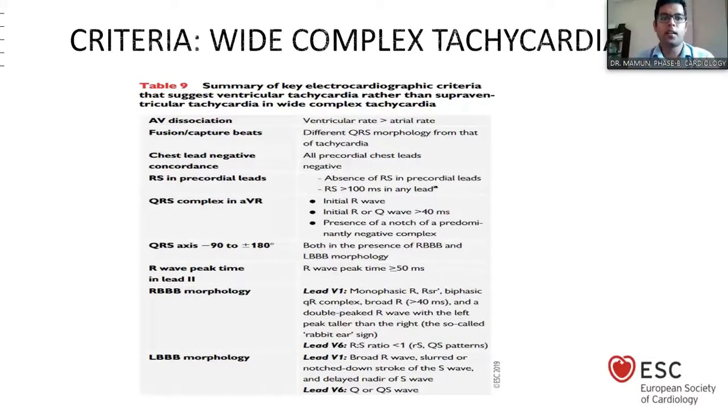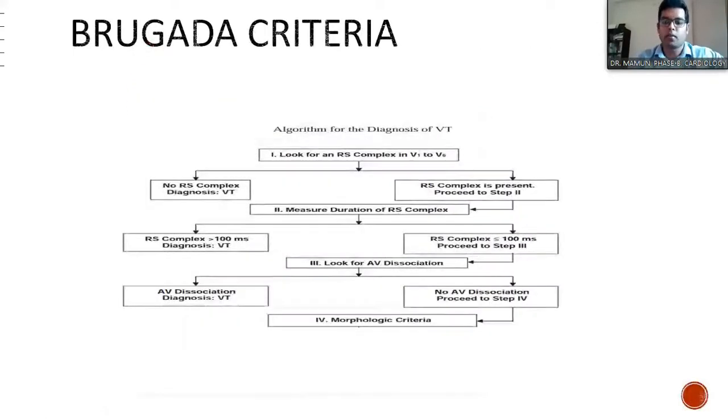The following criteria favor VT: AV dissociation, capture beat, chest lead negative concordance, RS in precordial leads, a vigorous complex in aVR, R wave peak time in lead II, and RBBB and LBBB morphology. We all know about these criteria. Some criteria overlap with the Brugada criteria, like AV dissociation, RS in precordial leads, and RBBB morphology. This is the flowchart of diagnosing VT by the Brugada algorithm.